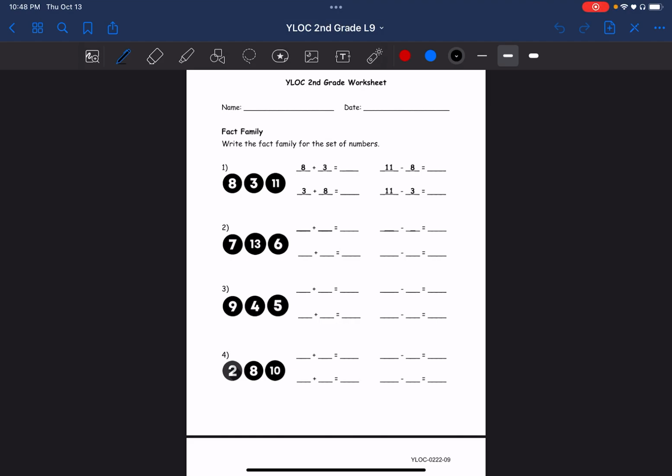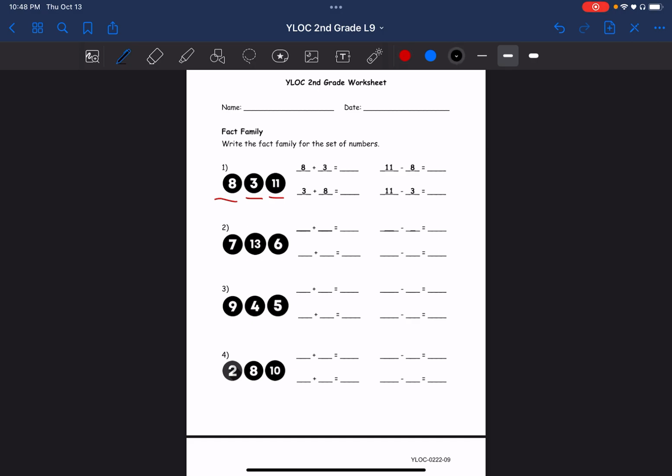All right, this is Wylock second grade, lesson 9, fact family. This is the fourth portion, and it's write the fact family for the set of numbers. So we see 8, 3, and 11. And so we just fill in the blanks.